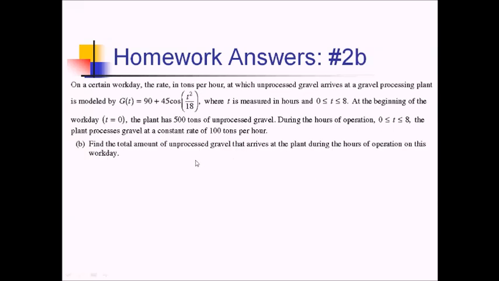For part B, they want the total amount of unprocessed gravel that arrives at the plant during our hours of operation on the workday. So the rate at which gravel arriving, again, is given by this g of t function. If I want to find the total amount that has arrived, I need to integrate the rate of arrival over the whole workday. So that's going to be from 0 to 8. So the first thing I'm going to write here is the integral from 0 to 8 of g of t dt. And then I just have to do that on my calculator.